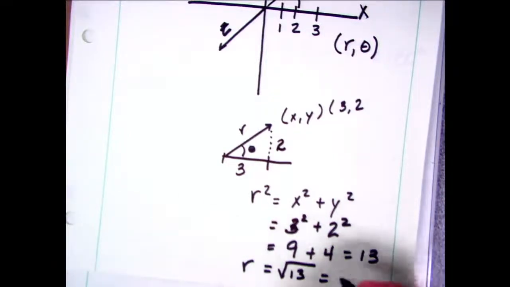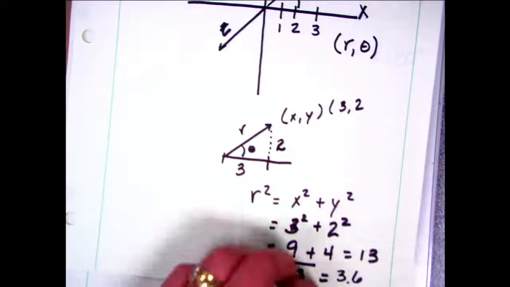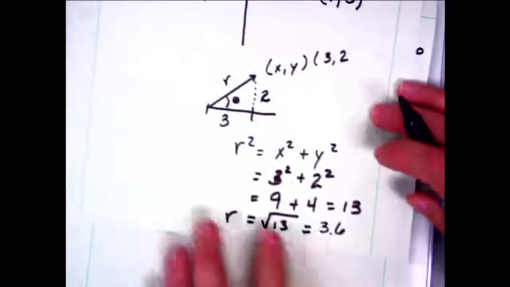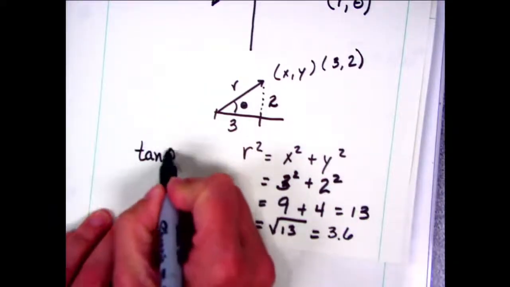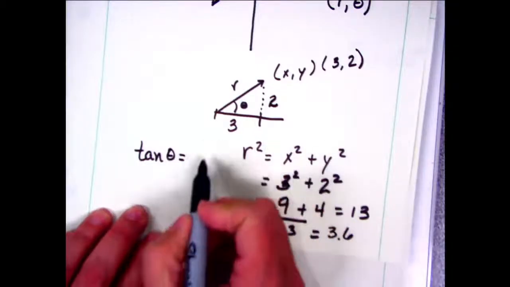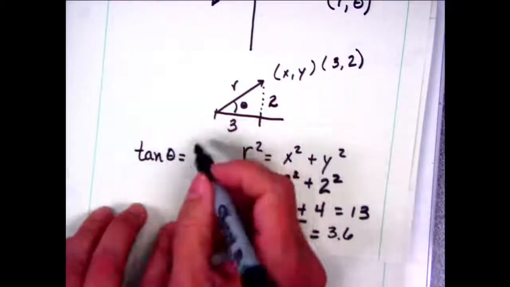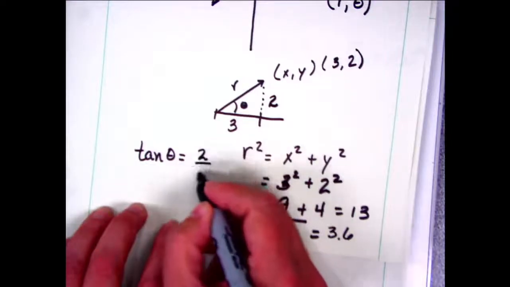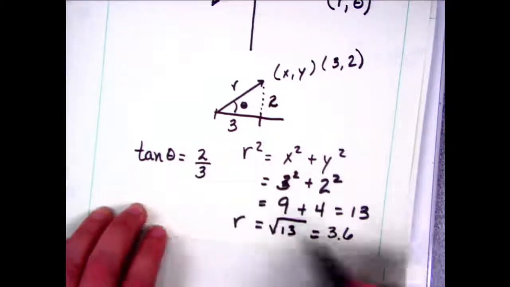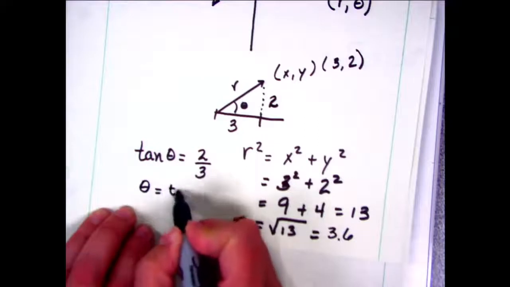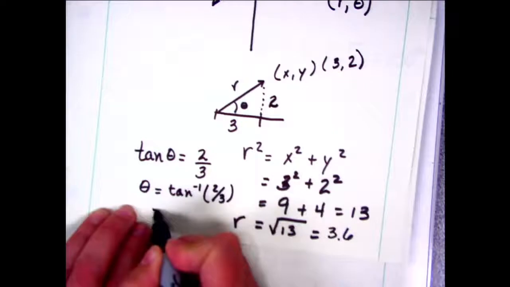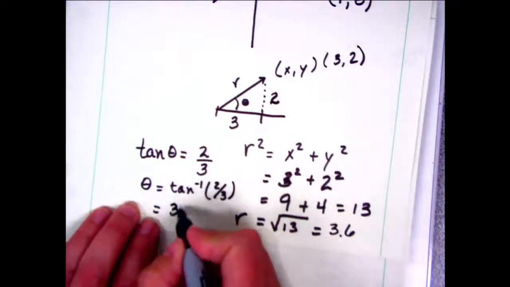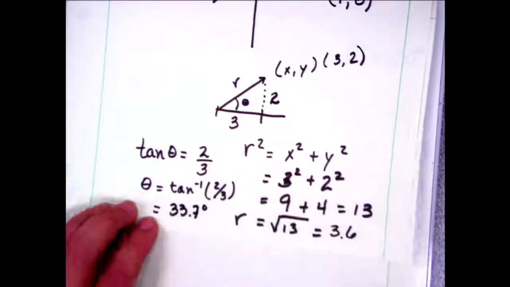And that gives me 3.6. So I get that 3.6. I can figure out the angle because I said that the tangent of the angle is equal to the opposite, which in this case is 2, over the adjacent, which is 3. Do the arc tangent, use that little tangent to the -1 thing on my calculator. And when I do that, I'm going to get an angle of 33.7 degrees.